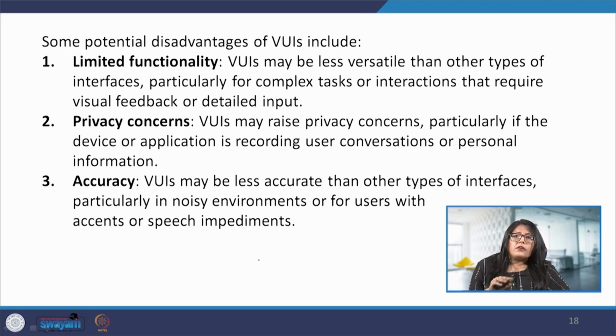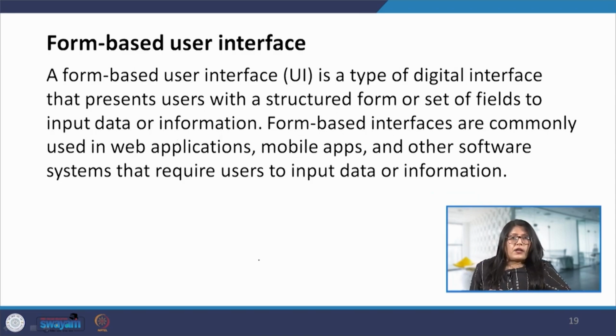And lastly, the accuracy, that this particular interaction may be less accurate than the other types of interfaces, especially when we are in a situation like in our house, but maybe some procession is going in our neighborhood or some wedding is going on in your neighborhood, then in that case the accuracy will be decreased. And also, if somebody is having some kind of a speech impairment, in that case also this will probably not be the most effective way out.